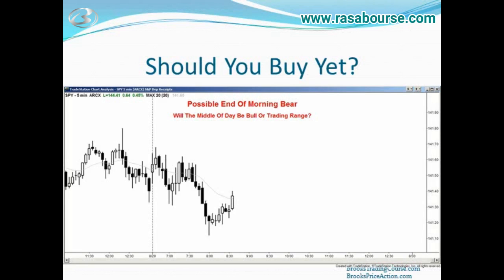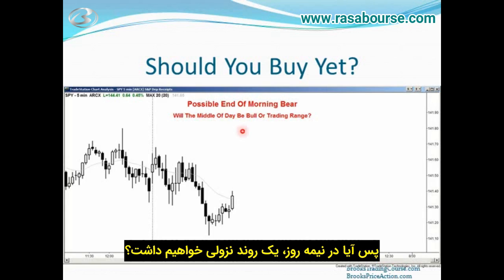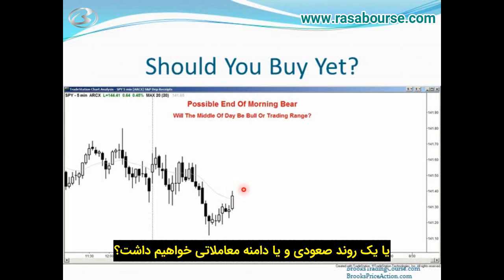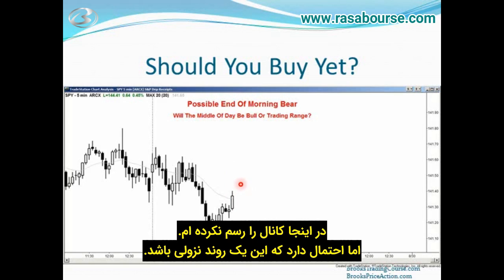Okay, will the middle third of the day be a channel, a bear channel? Will it be a bull channel, or will it be a trading range? At this point, I don't have a channel drawn in here, right? But it is possible that this is simply a bear trend.